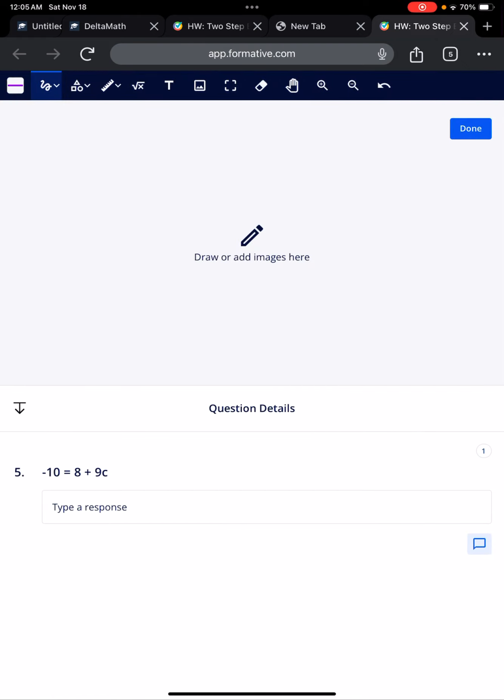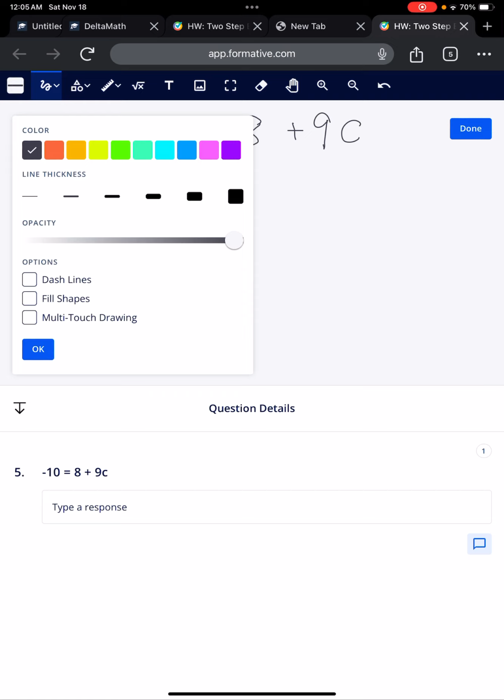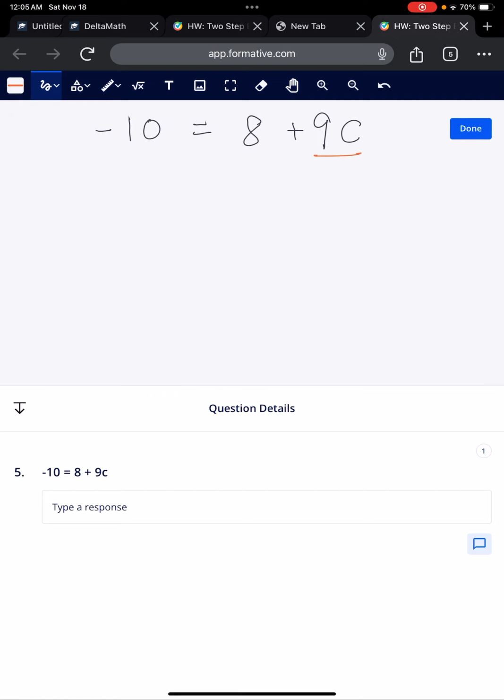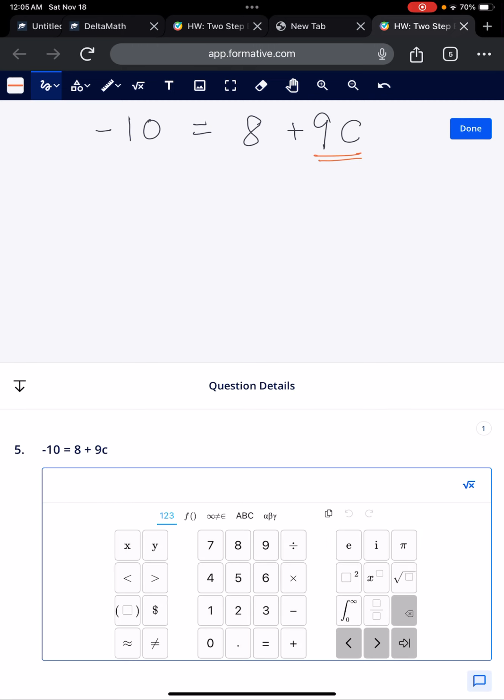Now I'm going to rewrite the problem again. Always try yourself first, and if you're not sure what to do, then watch the video. You need to keep the variable, but you need to get rid of the rest. So 8 needs to be removed. When there is no sign, it means it's plus 8. So you need to subtract 8 from both sides.